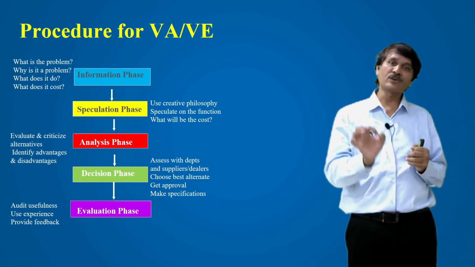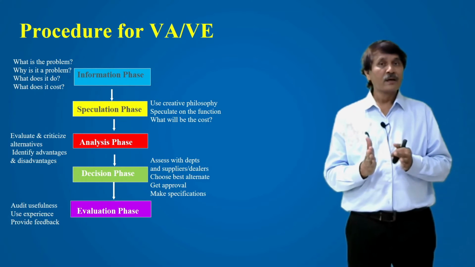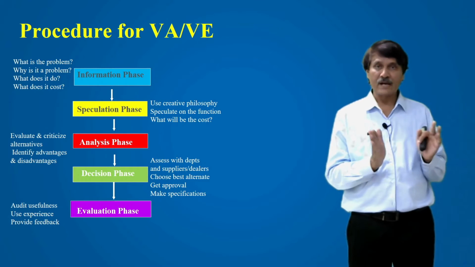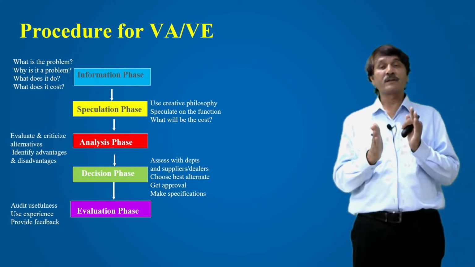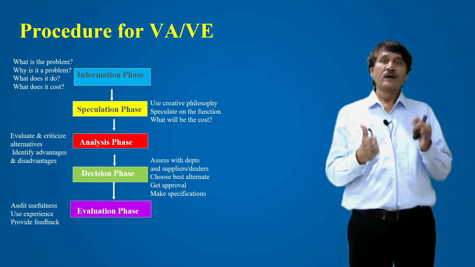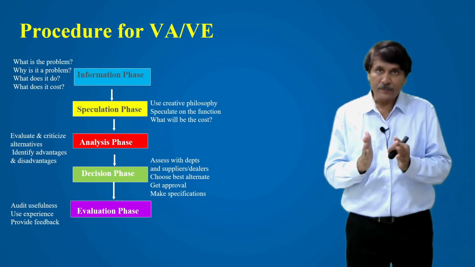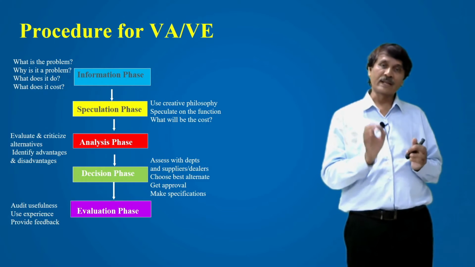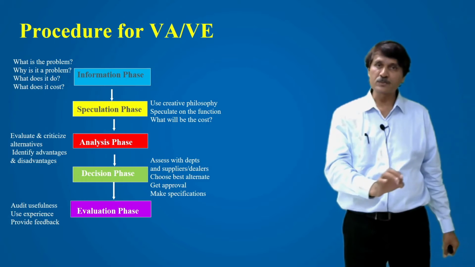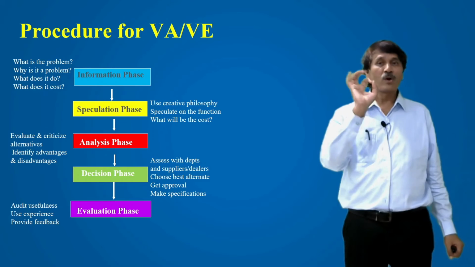So in the decision phase, you are collecting information related to each and every aspect of the alternative solutions which have been proposed in the analysis phase, and then you are going to decide about one method which you can select, that using this method you can improve the quality of your product. This is the evaluation phase.